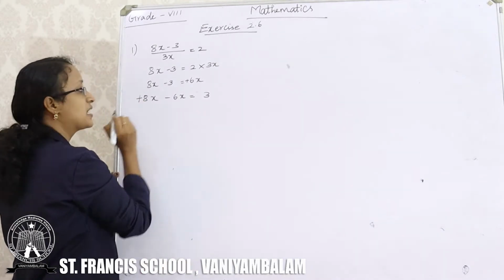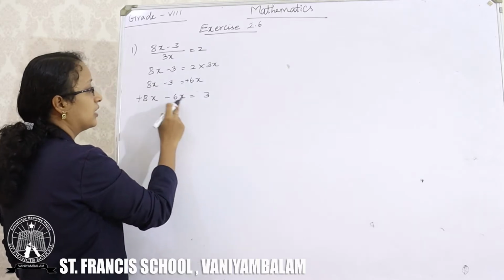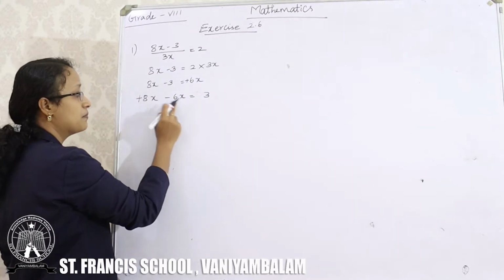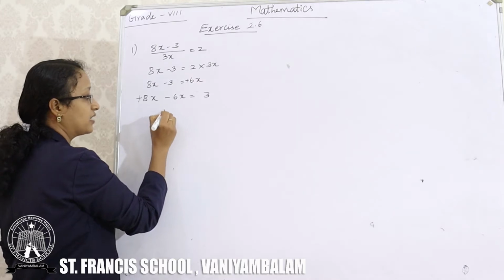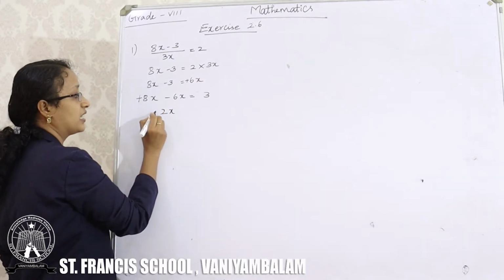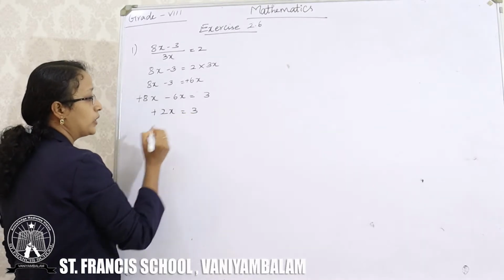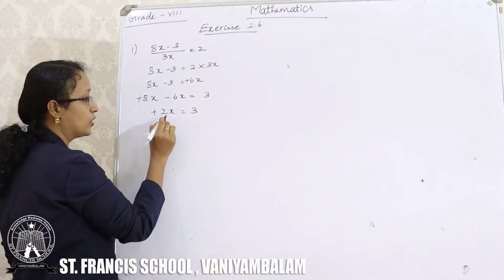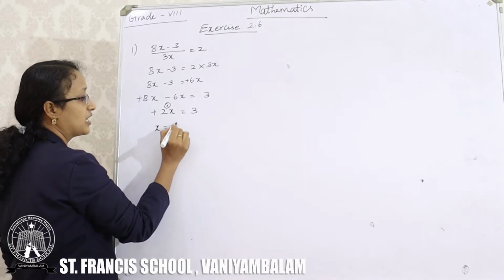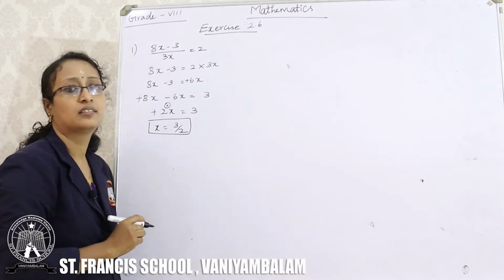So, plus 8x minus 6x. Now, you have the like terms 8x and minus 6x. Symbols are different, so subtract. 8 minus 6 is 2, and take the greater number's symbol. What is the greater number? 8. 8's symbol is plus. So 2x is equal to 2... equal to 3. So, x is equal to 3 by 2, because this 2 and x are in multiplication; when it comes here, it becomes division. So, your answer for x is 3 by 2.